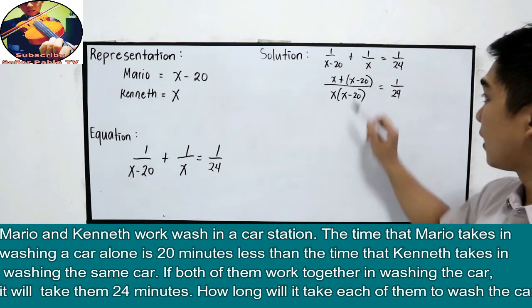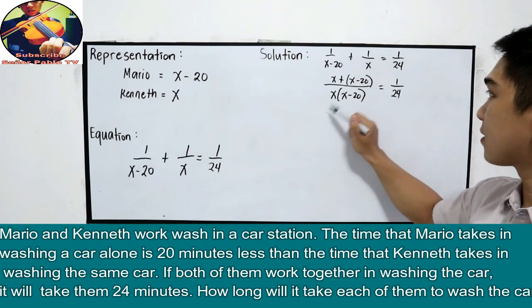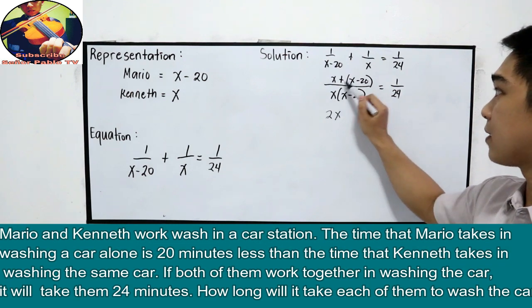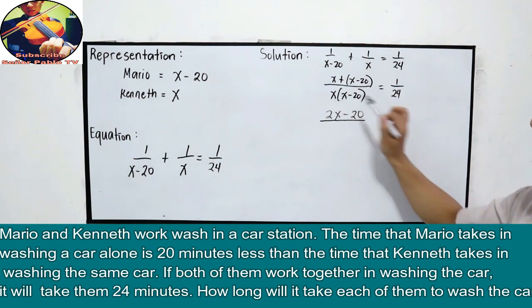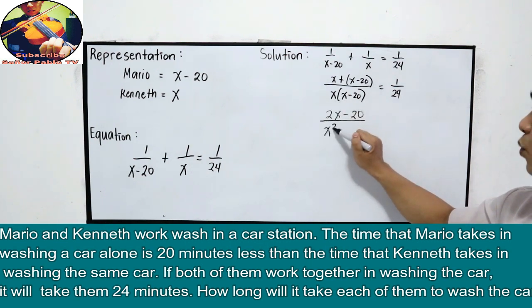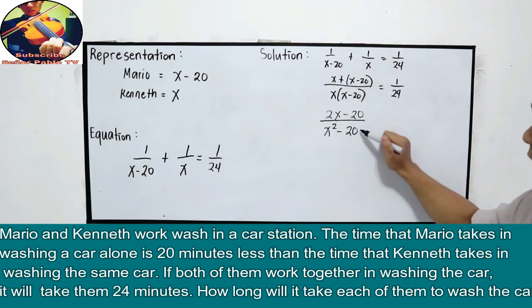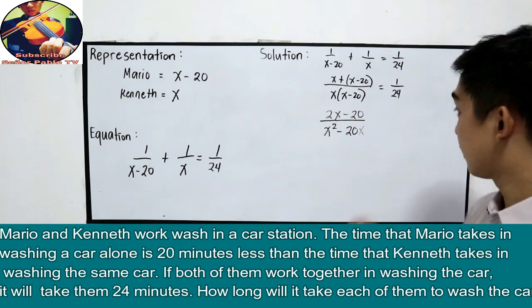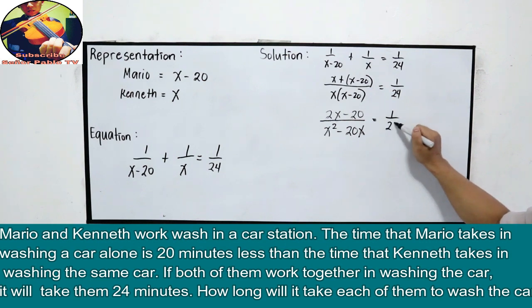Next, simplify na natin. X plus X, that is 2X. Positive times negative minus 20. Over X times X, that is X squared. Minus 20. May X tayo. X times negative 20 is negative 20X. Is equal to 1 over 24.